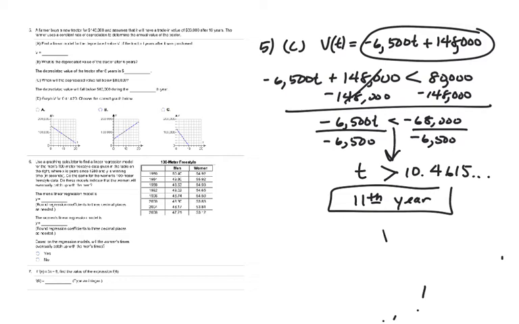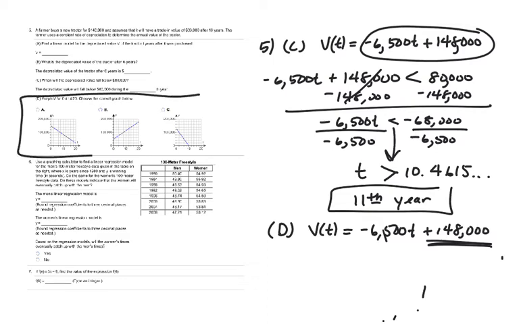Okay, so let's look at part D. Part D says to graph V for time greater than or equal to 0 and less than or equal to 20 years, and choose the correct graph below. In this case, we want to graph the value function V(t) = -6,500t + $148,000. Here we know our y-intercept is $148,000. So that's one way of checking right off the top, is just checking to make sure we have the correct y-intercept for the 3 graphs shown here.